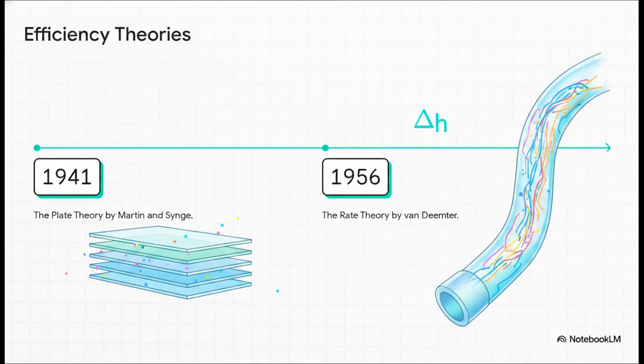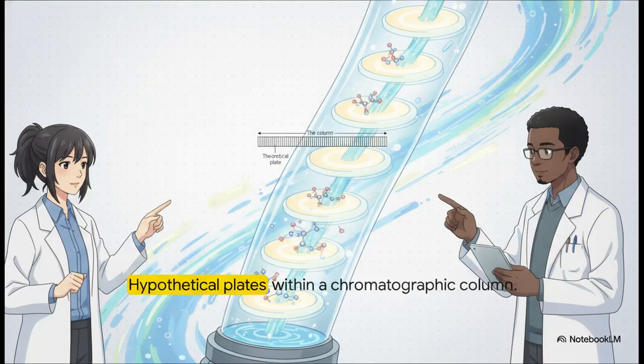To ground all of this mathematics in some scientific history, let's quickly trace the theoretical quest to understand and conquer this column efficiency. The scientific community built some rigorous models over the decades. First, back in 1941, Martin and Singh proposed the plate theory, which gave us a really convenient way to measure performance. Then, later in 1956, Van Deemter, Zuiderweg, and Klinkenberg developed the rate theory, which actually gave us the tools to actively optimize that efficiency. Let's dive into Martin and Singh's plate theory first.